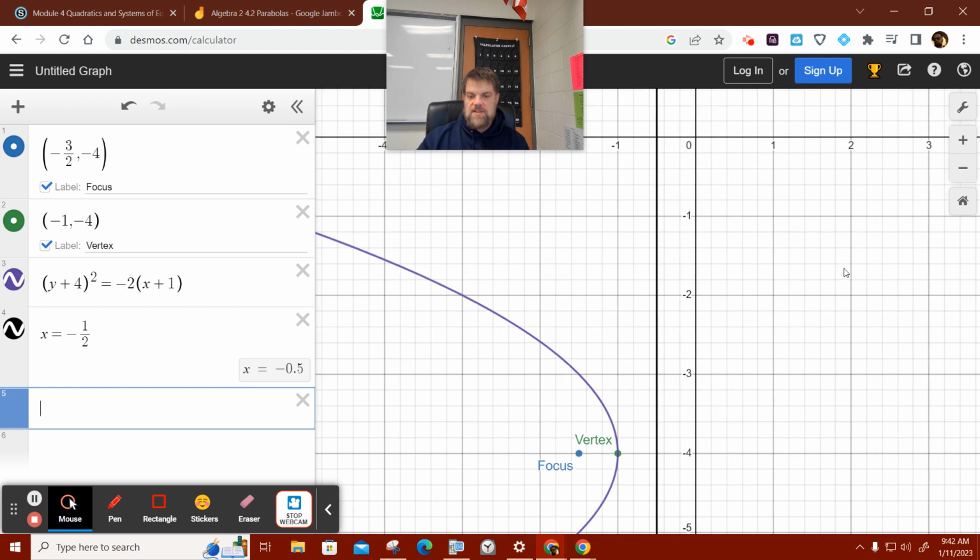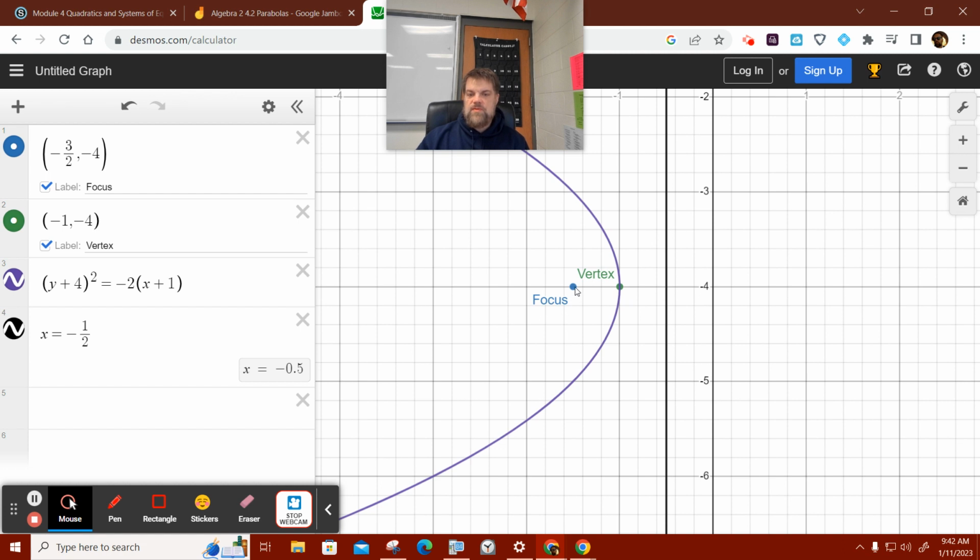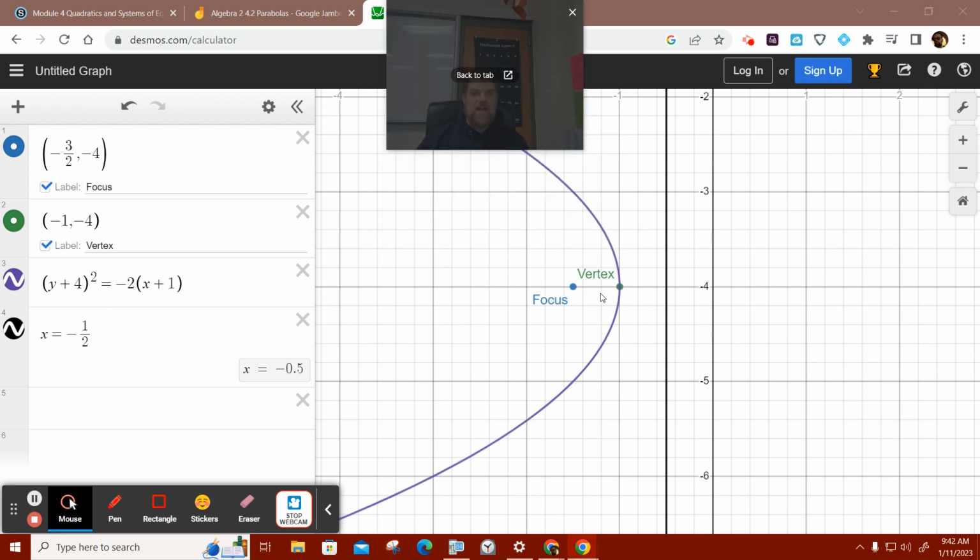Does that look right? Does that look equidistant? Looks pretty equidistant to me. In other words, the distance from the focus to the vertex is the same as the vertex to the directrix. All right. Let's take a snapshot of that.